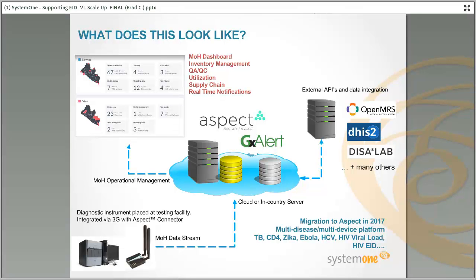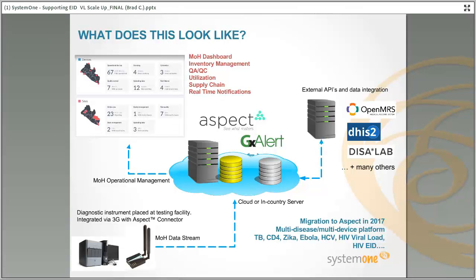And then there's also the aspect of further integrating this into other systems. We know that patient management is becoming more and more important for meeting the 90-90-90 goals. So feeding this data into systems like OpenMRS, DHIS2, DISA-Lab, eTB managers, and the HIV registers is a critical component, able to integrate these results further into the continuum of care.